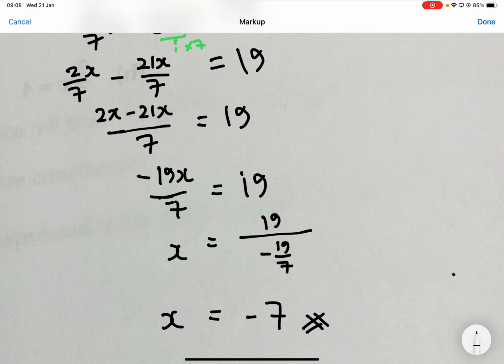Okay? The numbers make it a bit more difficult, but the idea is still the same. All the x terms put on one side, all the number terms put on the other side. Simplify your left, simplify your right. The flow is the same.